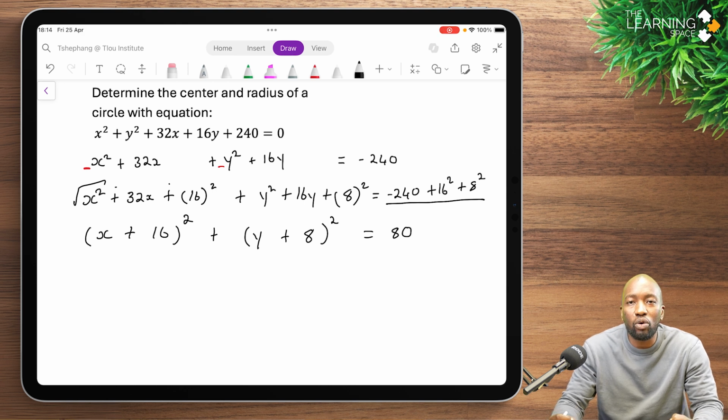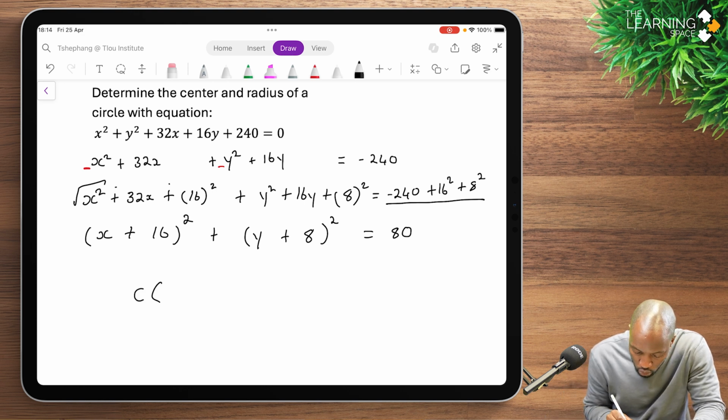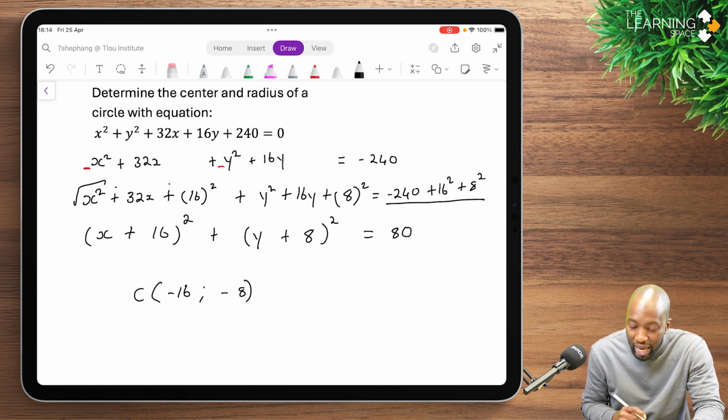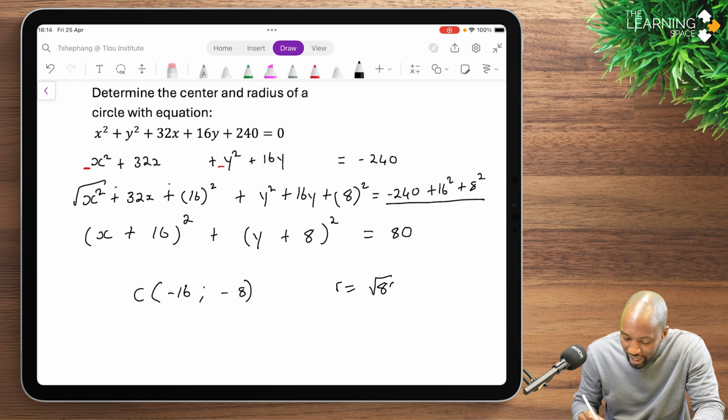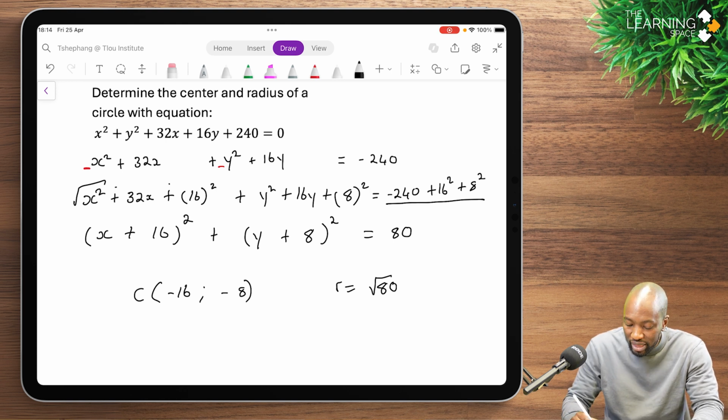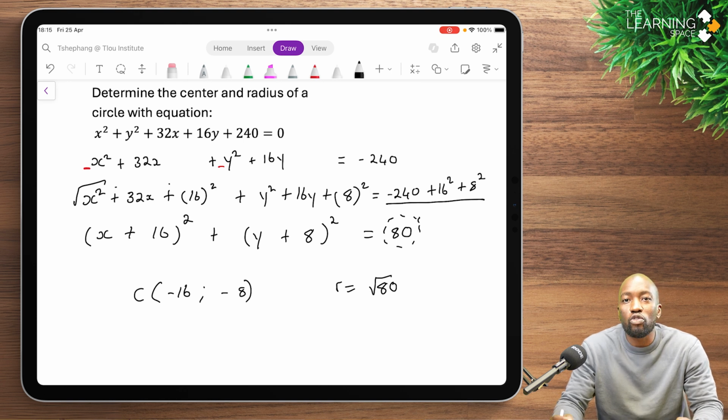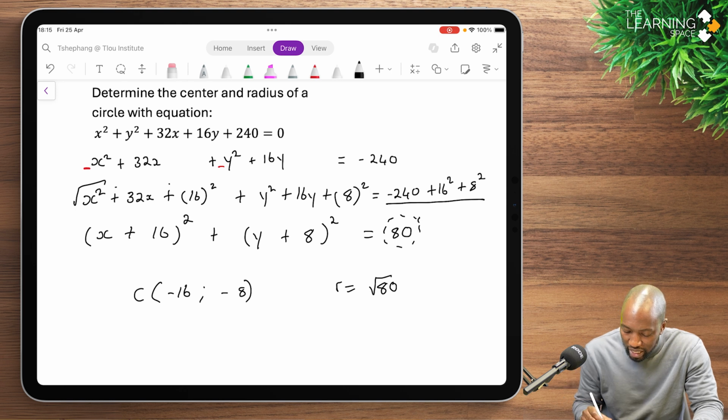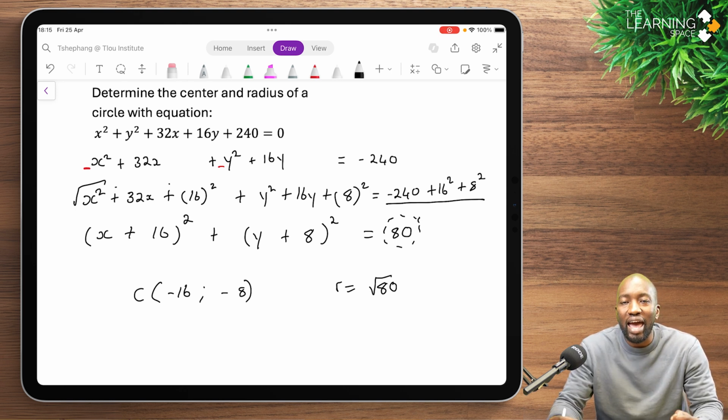And this is our equation of the circle, right? What are the center and radius? So our center, C, has coordinates negative 16 and negative 8. Now our radius is going to be what? Root of 80, right? Remember that this is r squared. It's not r. So if you are looking for r, you just need to square root 80, which means that r is going to be the square root of 80, while the center coordinates are going to be negative 16 and negative 8.